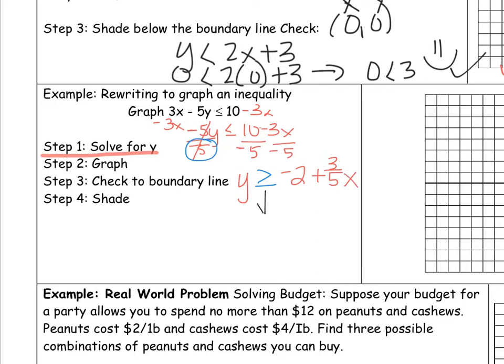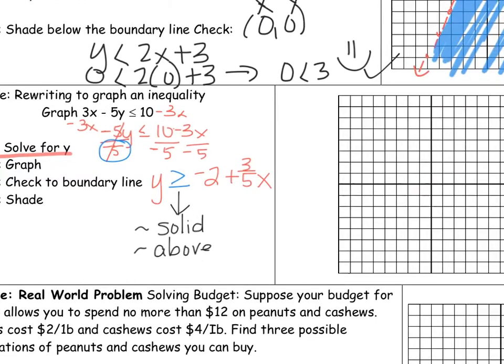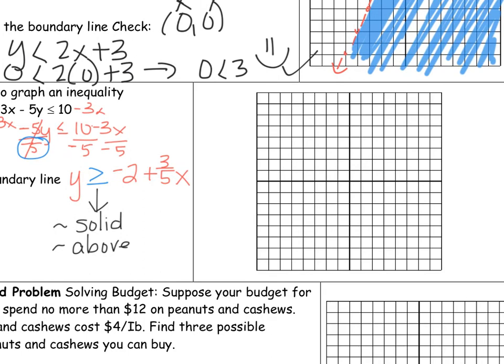So here's our inequality. It's got an equal to sign, so that means our boundary line is going to be solid. It's greater than, so that means we're going to shade above the line. We're going to do the same thing that we did in the previous example, graph using the y-intercept, and in this case our y-intercept is -2. It's a positive slope. The rise is 3 and the run is 5.